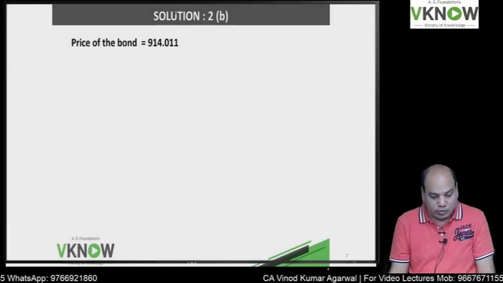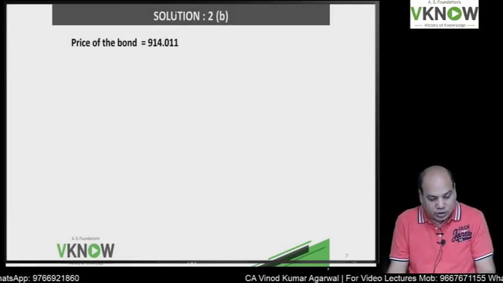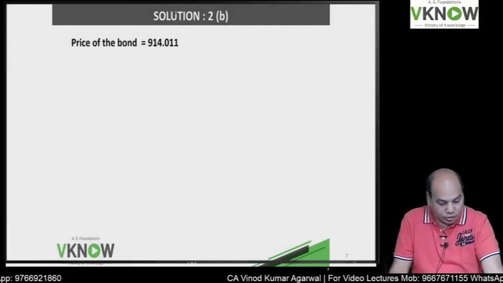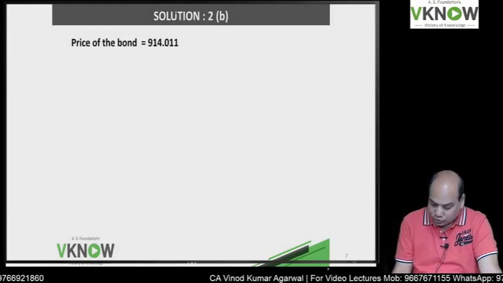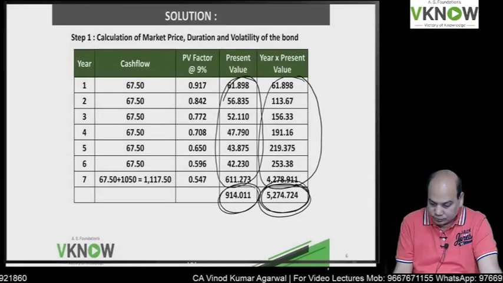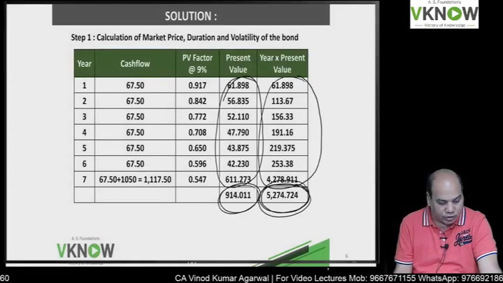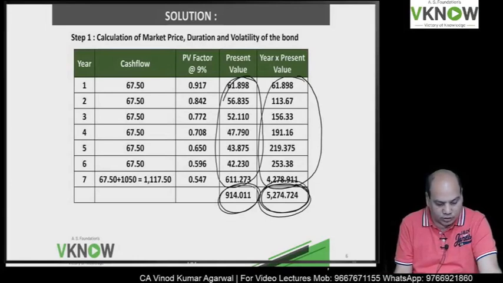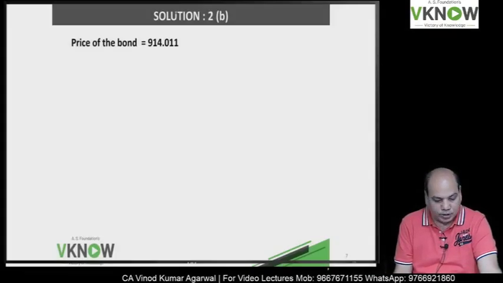So now write down below the table, please write down. Rishabh is saying the total of the last column is 5262. Let me check. 5274, yes, that is okay. That small difference is okay. Rounding difference is always okay.